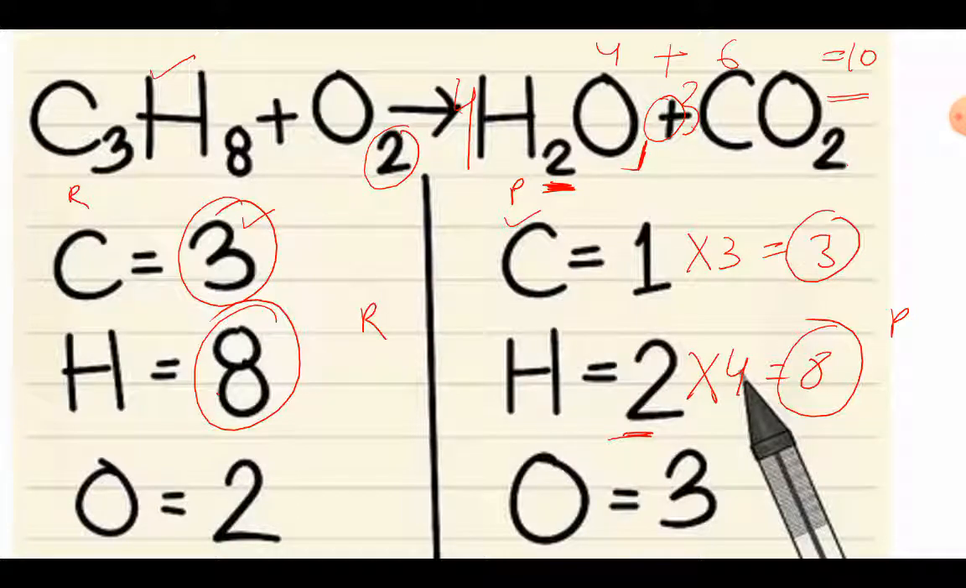10. So we have now balanced it, but on the reactant side how many are there? 2. And how can we change it? 5. So can we see that this is the way of balancing a chemical equation? Let us quickly practice one more.